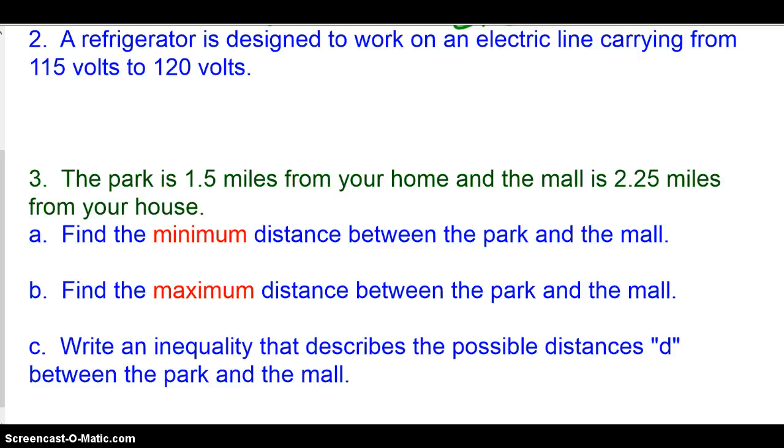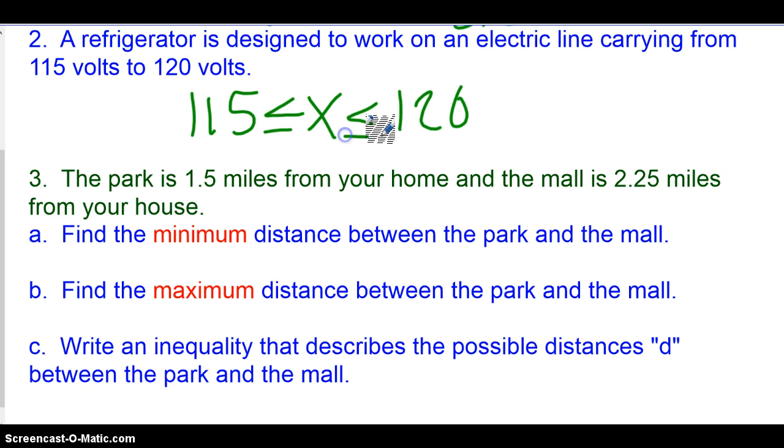Alright, a refrigerator is designed to work on an electric line carrying from 115 volts to 120 volts. So I just write them both down. Is x going to live on the outside or the inside? Yep, x is between them. Could it equal 115? Yes, because it says from 115. So that's my small end. And that's my big end. Your arrows should always be facing in the same direction. If they're not, something went wrong.